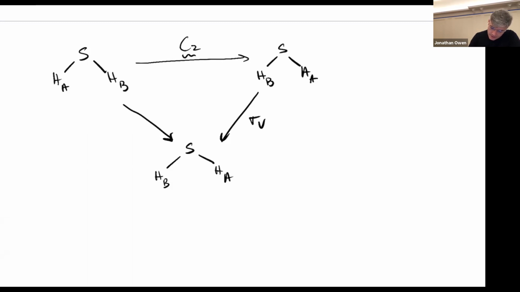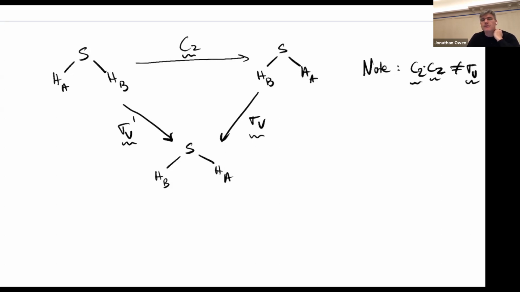So this C2 followed by a sigma V, there's also an operation that takes this molecule as drawn in the upper left and puts it down here. What operation is that? Sigma V prime? Yeah, it's sigma V prime. Now, sigma V prime is not the same thing as C2 here. Or in other words, if you do C2 followed by C2, this is not equal to sigma V.